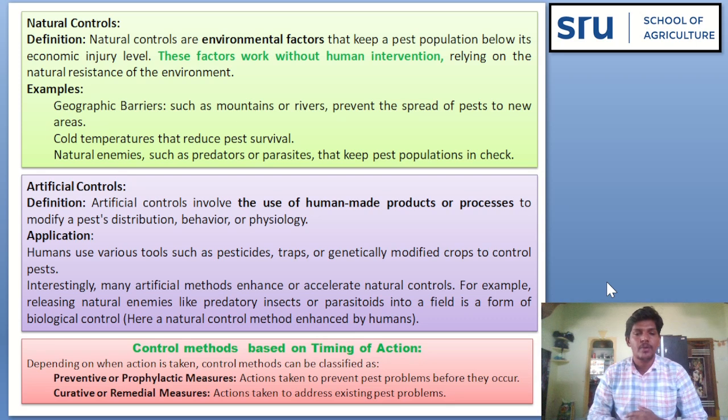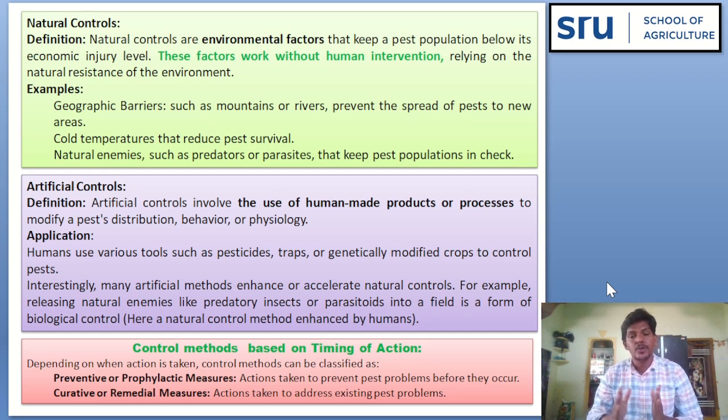But in case of artificial control, it involves human interference and uses human-made products or processes for the management of the pest. For example, in artificial control, we are using various pesticides, traps, and genetically modified crops for the management of the pest.